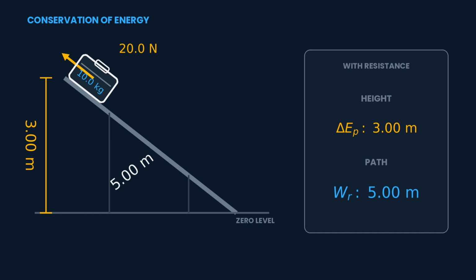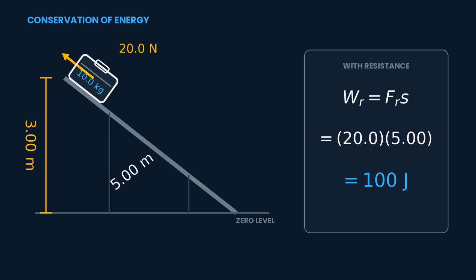Now let's say that the ramp is rough. The vertical drop is still 3.00 meters, but the distance along the ramp is 5.00 meters. A constant 20.0 newton resistance acts in the opposite direction to the motion. We still neglect air resistance, but we model this resistance as friction. The gravitational potential energy decrease is unchanged because it depends on vertical height alone. Work done against the resistance uses distance along the path.